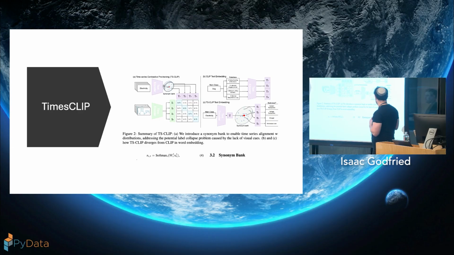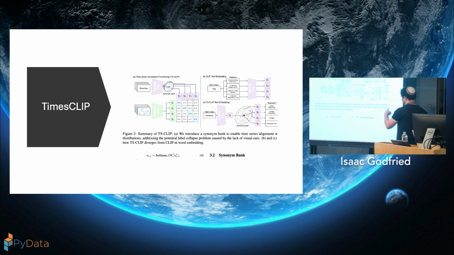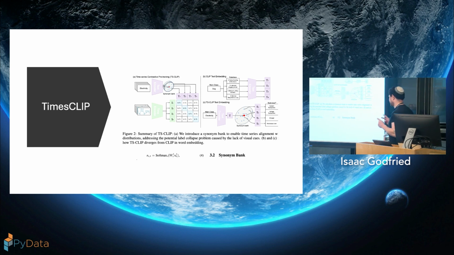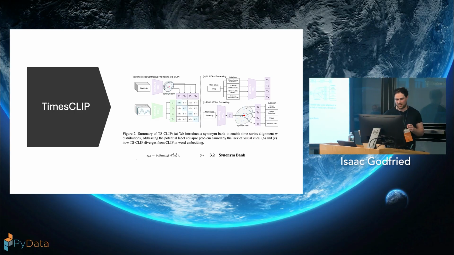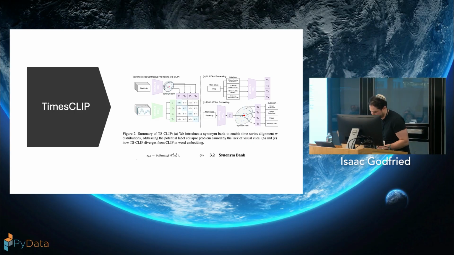a time series embedding, and then also text that corresponded with it, and then you would, in the same fashion, train the model using the time series encoder and the text encoder. The idea with that is that you're grounding the time series to the text.